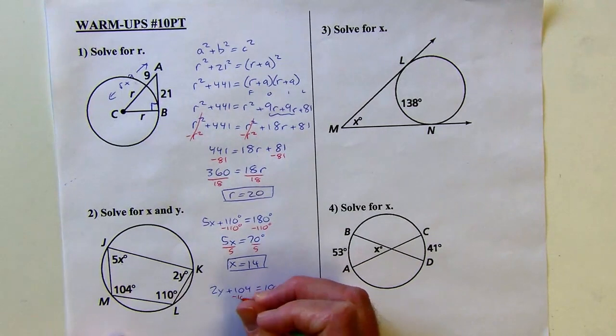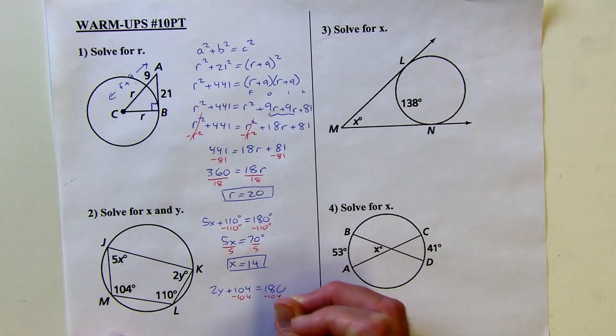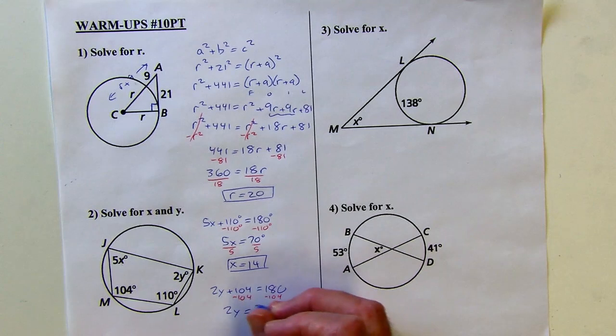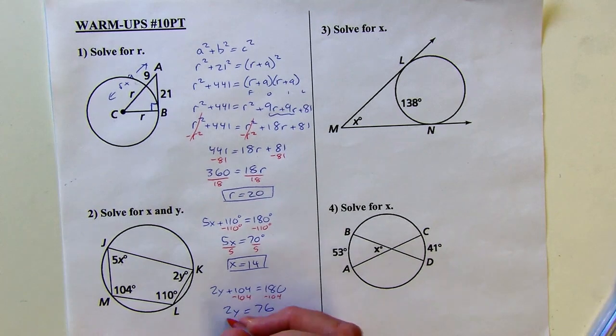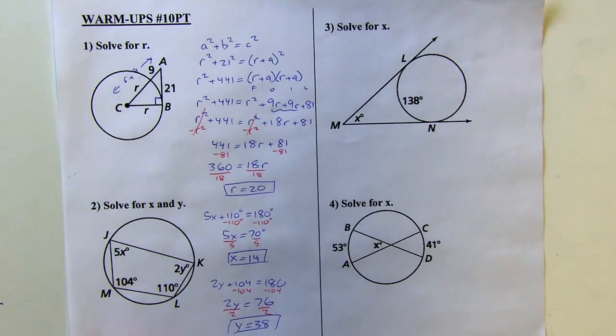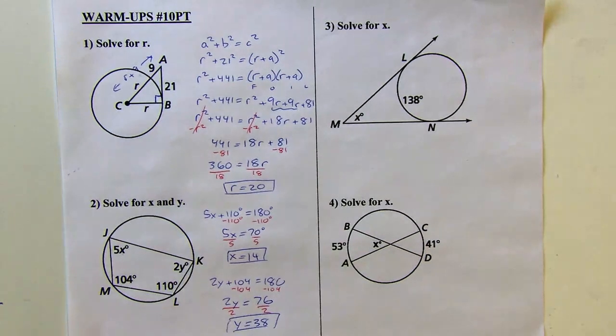Subtract 104. 2y then will equal 76, and divide by 2. Oh, just about off screen. Let me zoom out a little. Okay, there we go. All right.